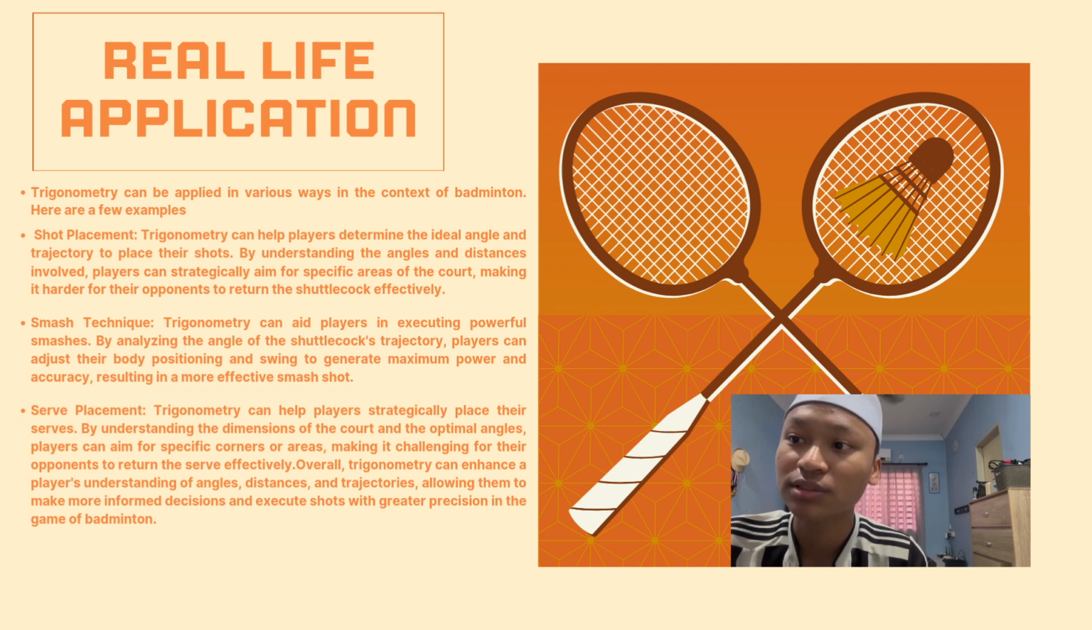For the last one, serve placement. Trigonometry can help players strategically place their serve. By understanding the dimensions of the court and the optimal angles, players can aim for specific corners or areas, making it challenging for their opponents to return the serve effectively.